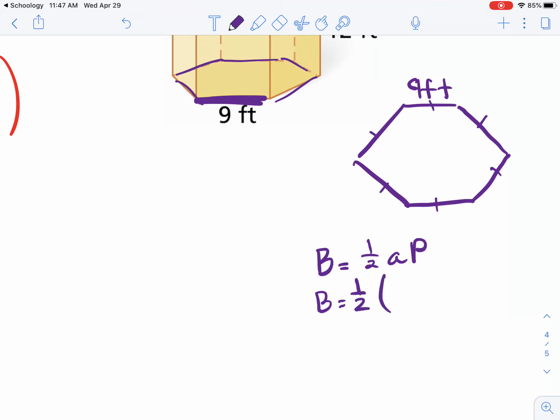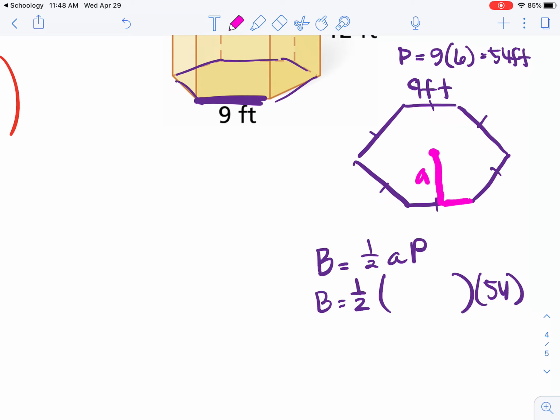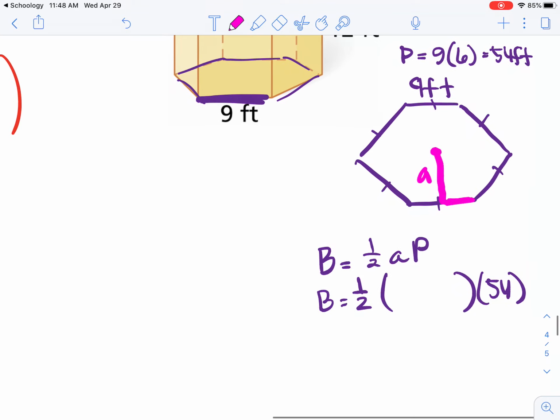1/2, did I give you the apothem? Nope. Did I give you the perimeter? I didn't give it to you, but you can figure it out, right? So let's do perimeter really quickly. Sides are 9 and there's 6 of them, so the perimeter is 54 feet. Okay, so that wasn't so bad. But now I need to find the apothem, right? Okay, so I'm going to draw in the apothem, A. This piece right here is half of the side length, so half of 9 is 4.5.